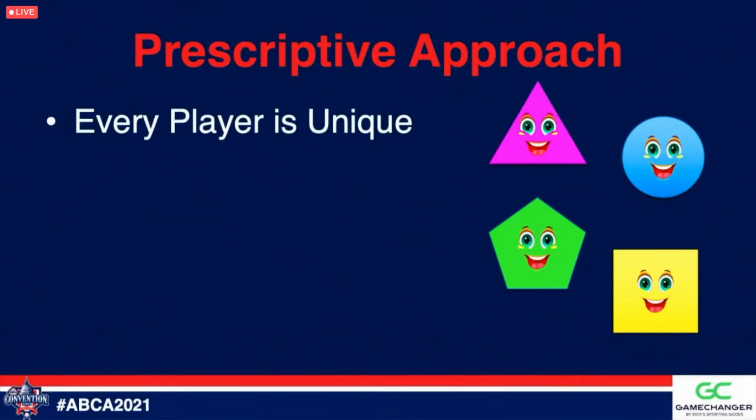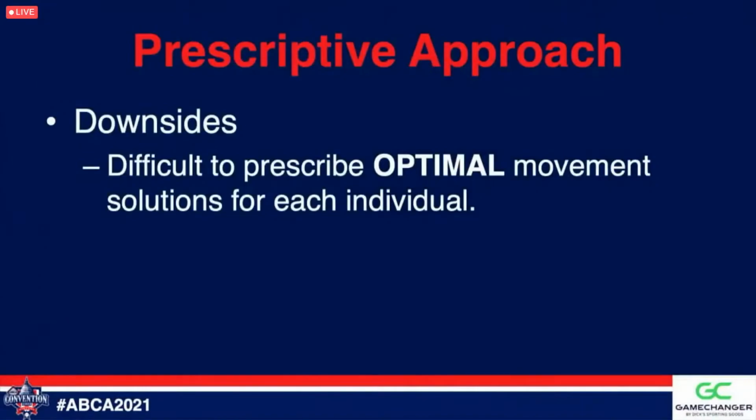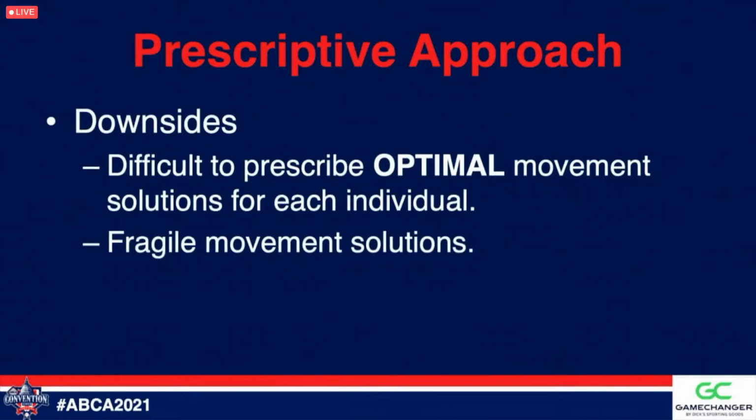Every player we interact with is unique, and their physical traits like height, strength, flexibility, and vision all affect how they're able to move and how they're able to perform tasks. And with youth athletes, these are constantly changing as they grow and develop. So when we teach with this prescriptive approach, it's focused so much on the correct or the ideal movement solution, it becomes very difficult to find what's optimal for each individual. And we also see very fragile movement solutions from players that are taught in this manner.